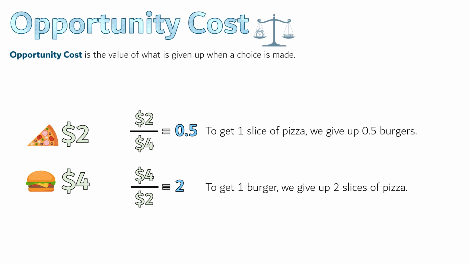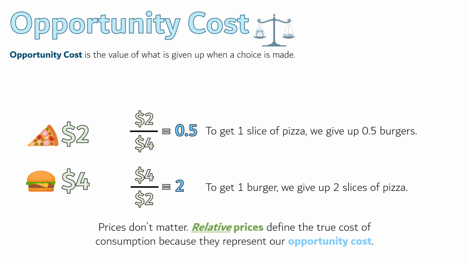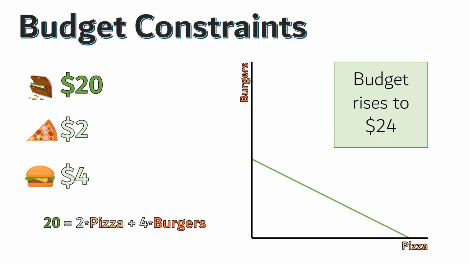For the buyer's problem, prices don't matter. Relative prices define the true cost of consumption because they represent our opportunity cost. The only reason I don't want to buy more pizza is because my budget is limited, and buying more pizza means buying fewer burgers. If I want more pizza, I have to give up some burgers. That is the cold, hard truth of the budget constraint, and that is the fact we must consider when deciding which bundle to buy. Of course, circumstances change, and so too will our budget constraint.